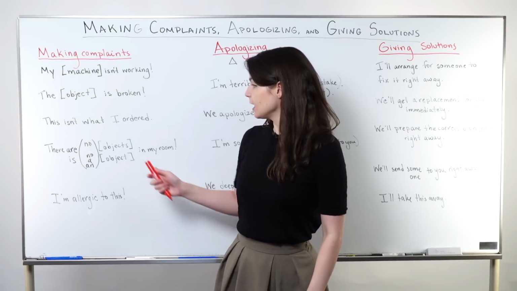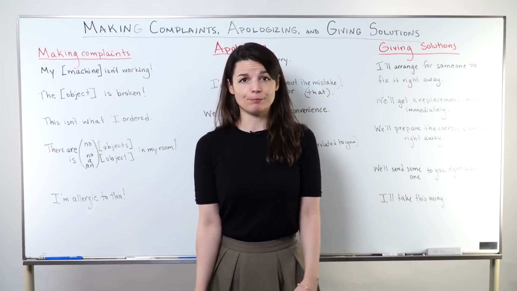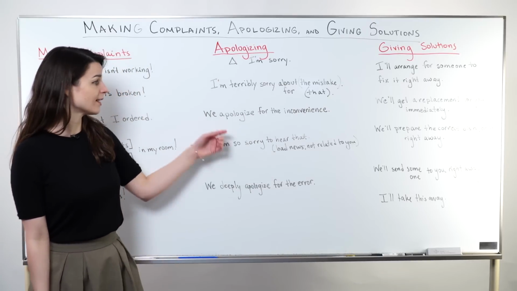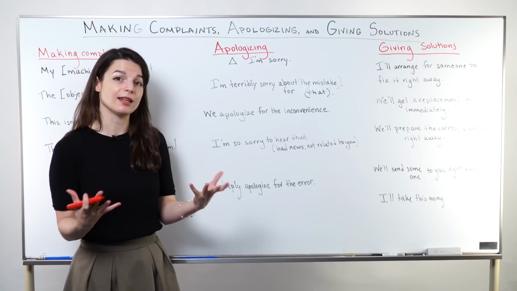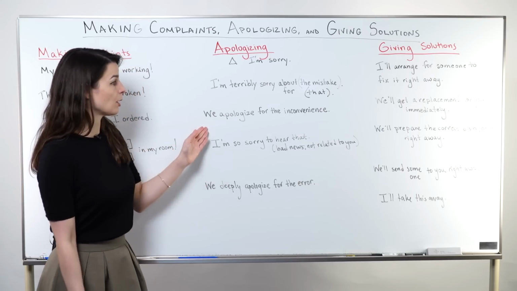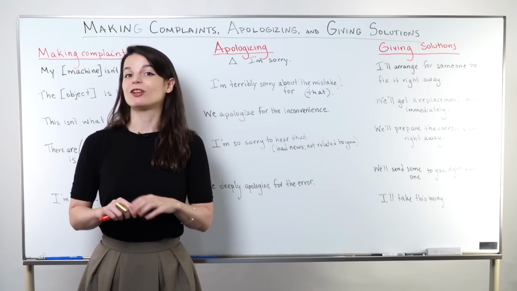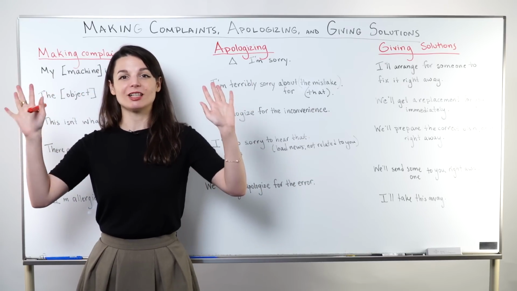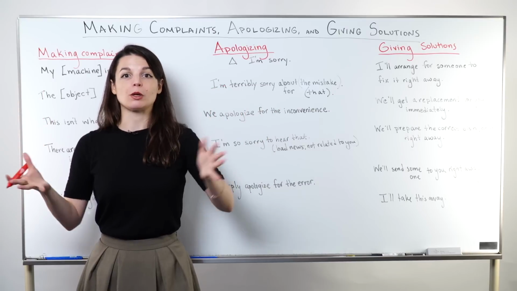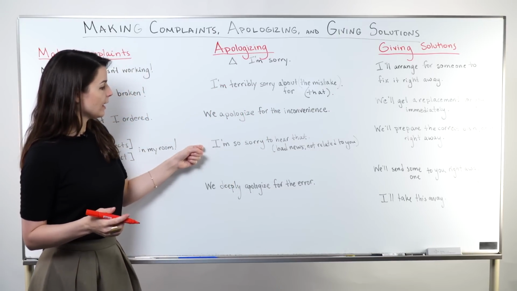You might say that in response to something like this, like, there are no towels in my room. The staff at the hotel might say, oh, we apologize for the inconvenience. So that's how they might begin to fix the problem. You might also see this in road construction situations. There are signs on the road that say, we apologize for the inconvenience, like we're doing road construction at this time.